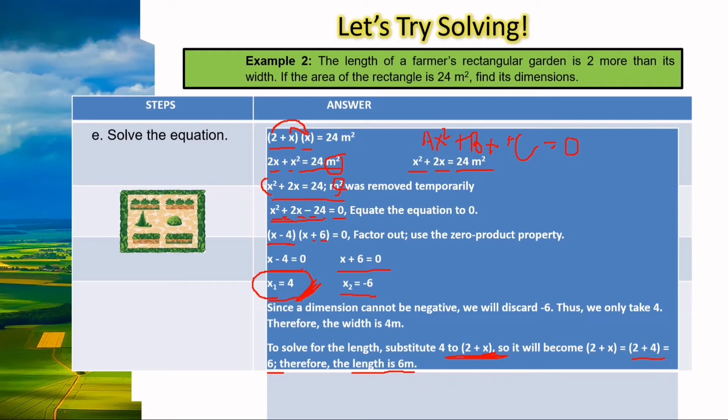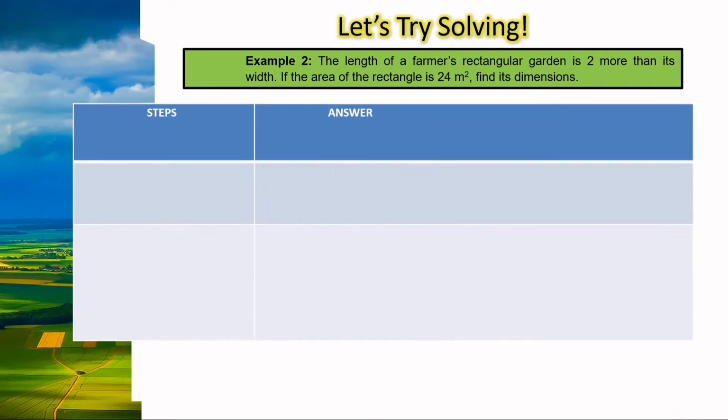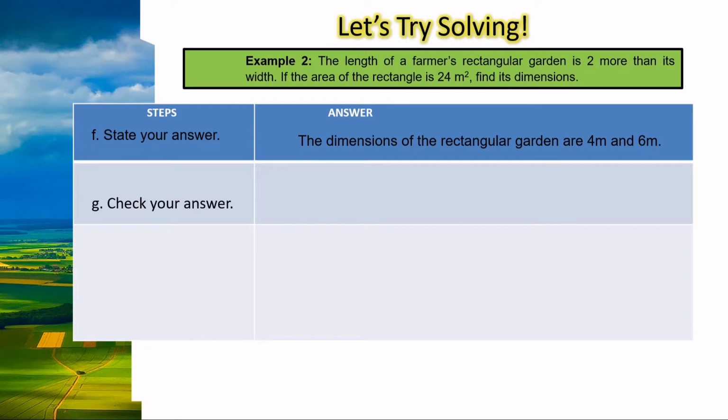So that's the time that you're going to give or state your answer. The dimensions of the rectangular garden are 4 meters and 6 meters. So what's the last step? Correct. Check your answer.